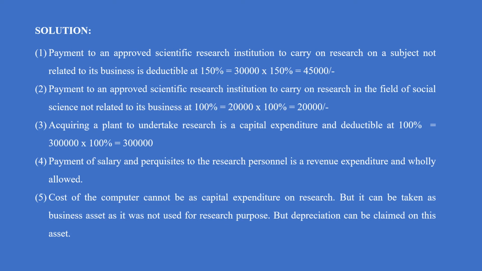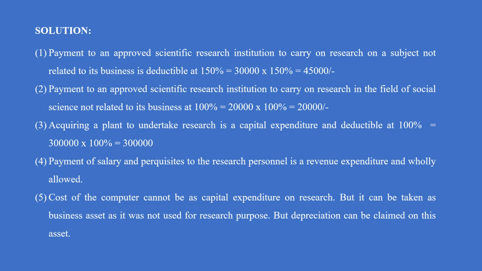for the first question, payment to an approved scientific research institute to carry on research on a subject not related to its business is deductible at 150 percentage. That means 30,000 into 150 percentage, 45,000 is allowed as deduction. Second one, it's a payment made to an approved scientific research institution to carry on research again for social sciences. In this case, 100% is allowed as deduction. So 20,000 into 100%, 20,000 is given as deduction.